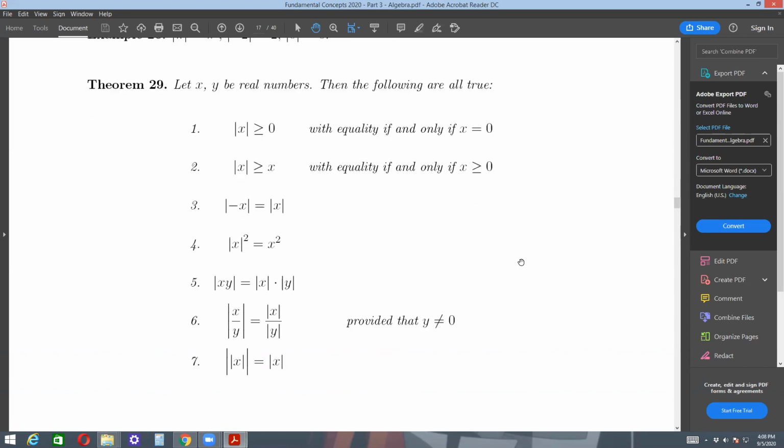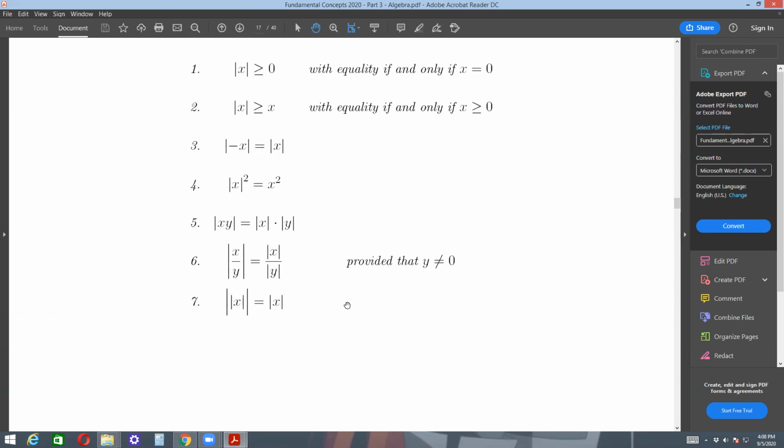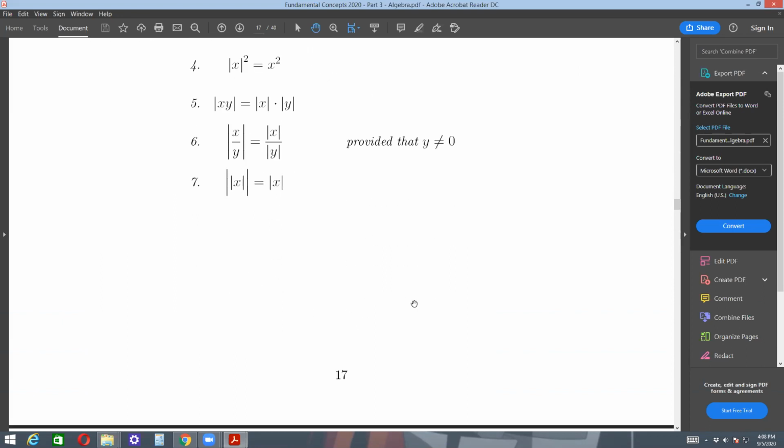All right, some examples and then some properties. This is always greater than or equal to 0. All right, and well, these are the properties here. I'm not going to go through those. You all can look at them.